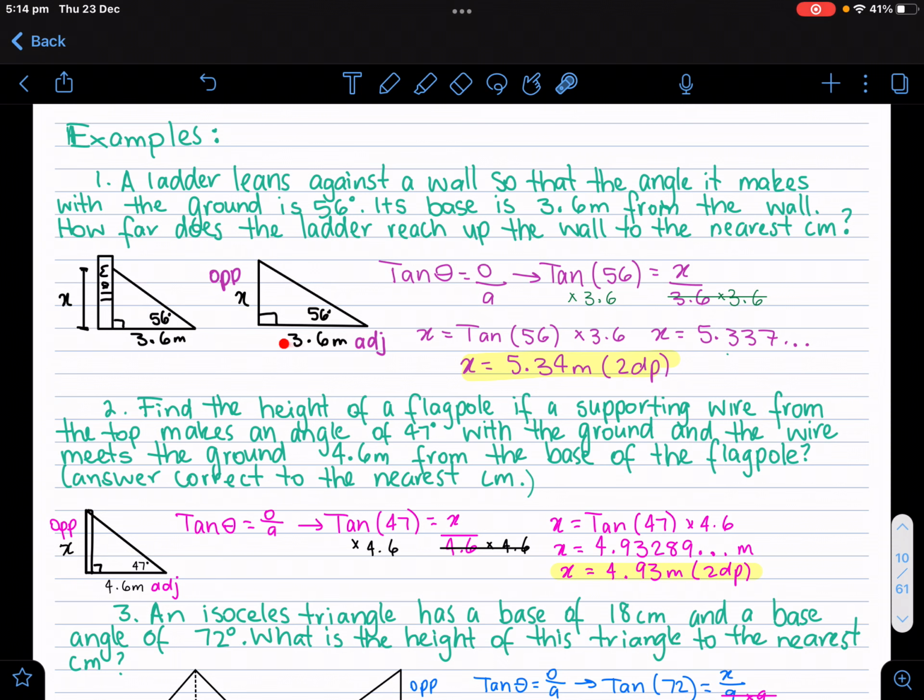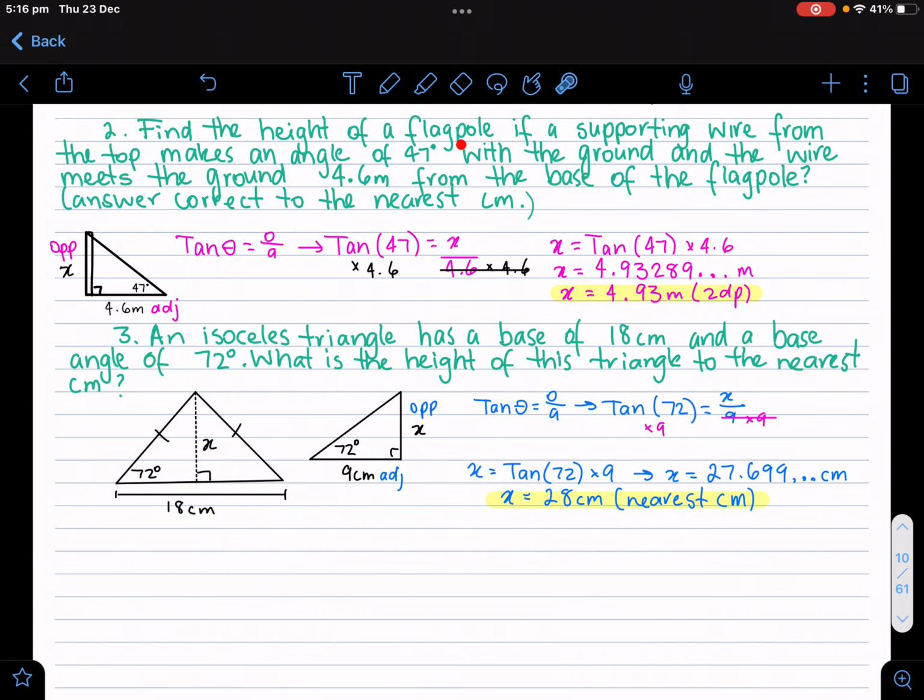Let's move on to the second question. The second question says, find the height of a flagpole if a supporting wire from the top makes an angle of 47 degrees with the ground, and the wire meets the ground 4.6 meters from the base of the flagpole?